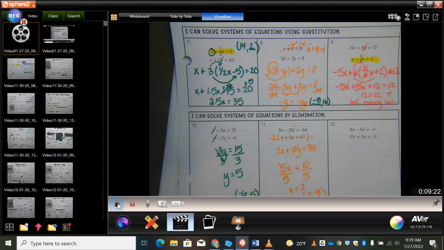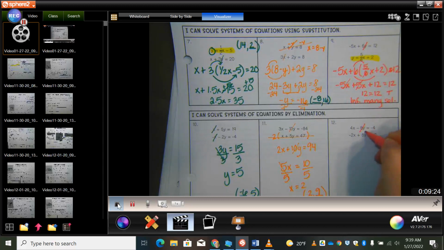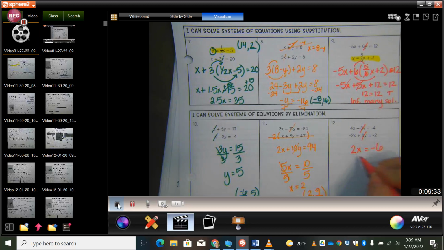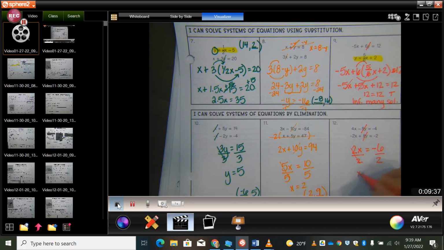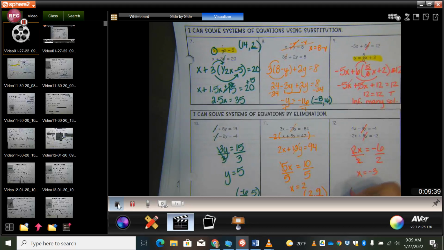In my next one, the y's will eliminate. They're gone. 4 minus 2 is just 2x. A negative 4, negative 2 gives me a negative 6. If I divide both sides by 2, I get x being a negative 3. That is my first portion.